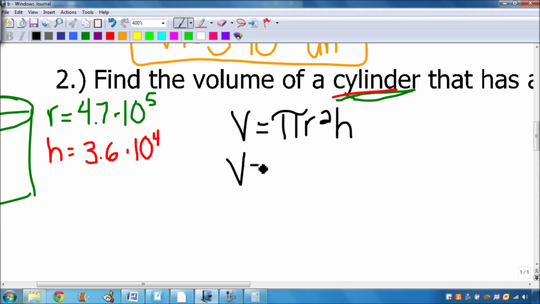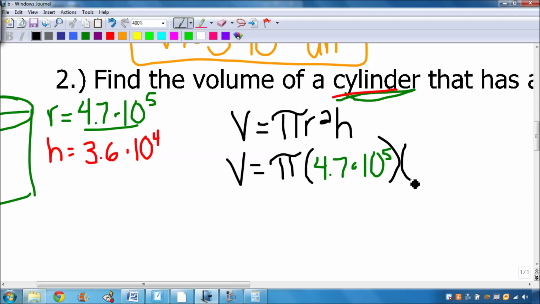So I'm going to say V equals pi. Now I have to plug in my information instead of r, and that is 4.7 times 10 to the 5th power, okay? And then I've got my height as well, which is 3.6 times 10 to the 4th power.